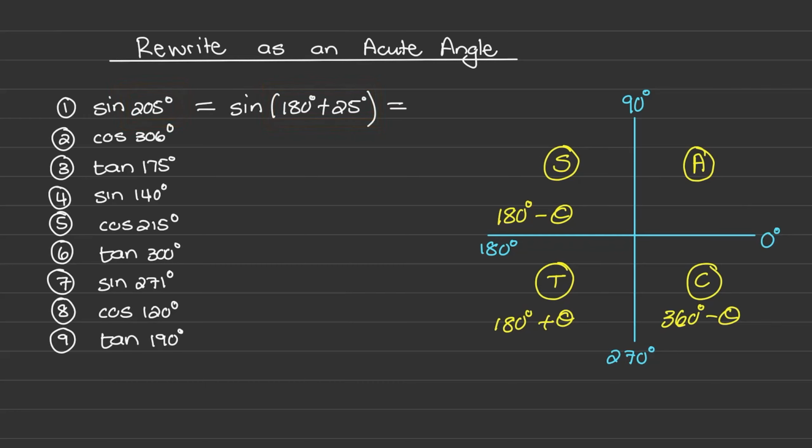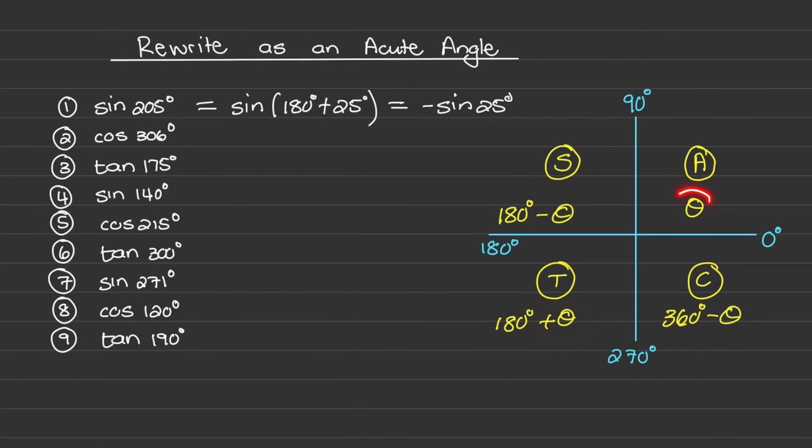And we know that sine is negative in the third quadrant. So that would reduce to negative sine of 25 degrees. Notice theta in this example is replaced with 25 degrees. So the acute angle that we want is 25 degrees.